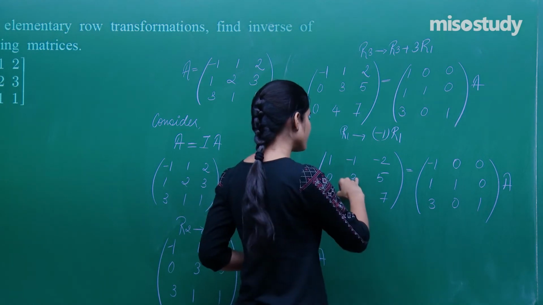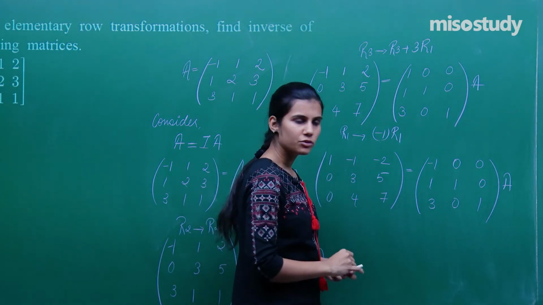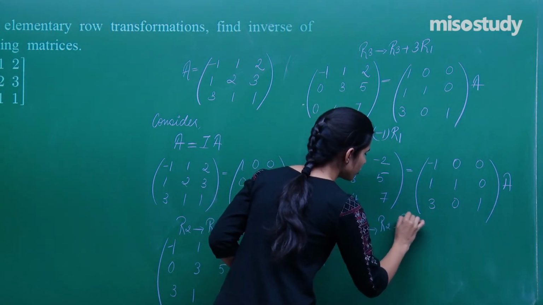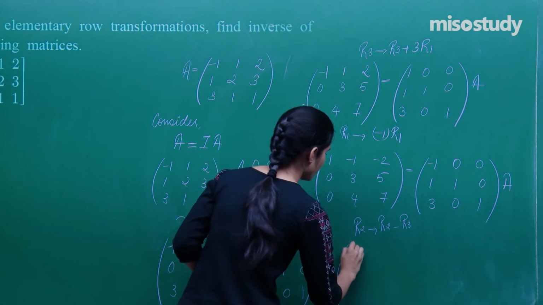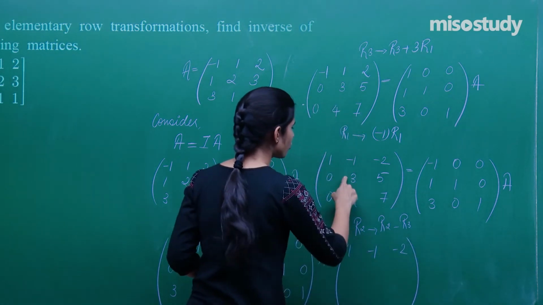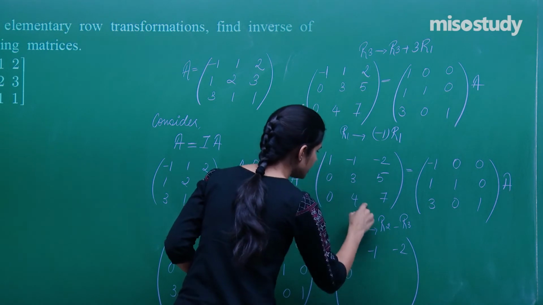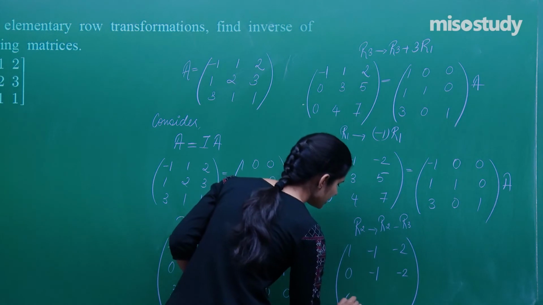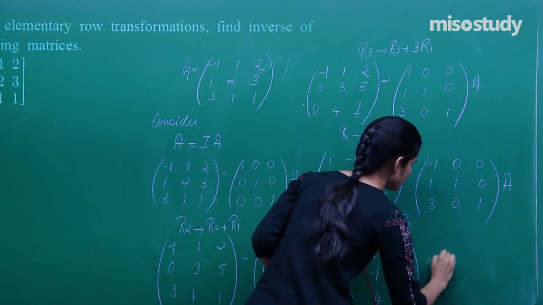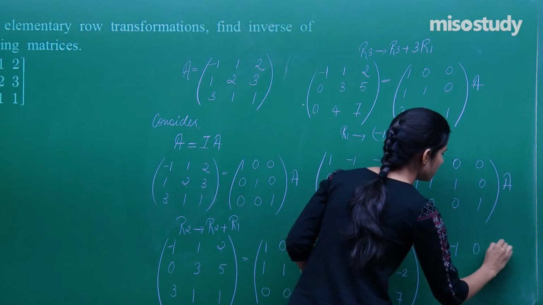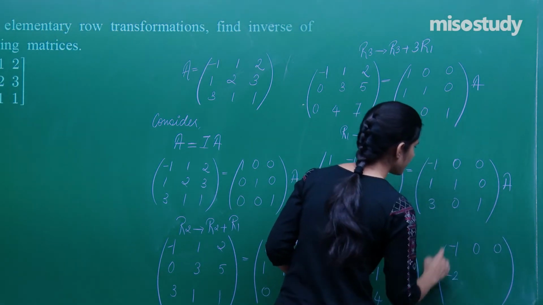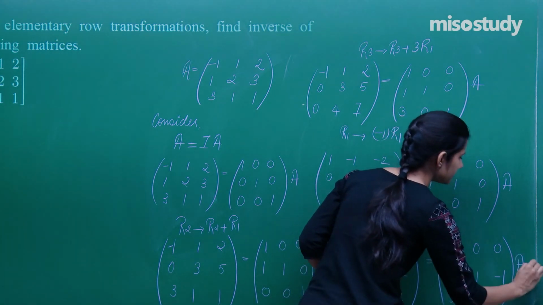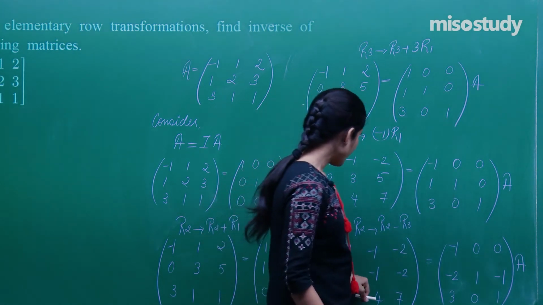Now you can clearly see you want a 1 over here, so I will be using row 2 and row 3 to create a 1 at the 2nd position. Row 2 goes to row 2 minus row 3. Now 1 minus 1 minus 2, this remains unchanged. Row 2 minus row 3, 0 minus 0, 3 minus 4, 5 minus 7, and here it is 0, 4, 7. Here also minus 1, 0, 0, 1 minus 3, 1 minus 0, 0 minus 1, 3, 0, 1. Clear? Now you have this over here.